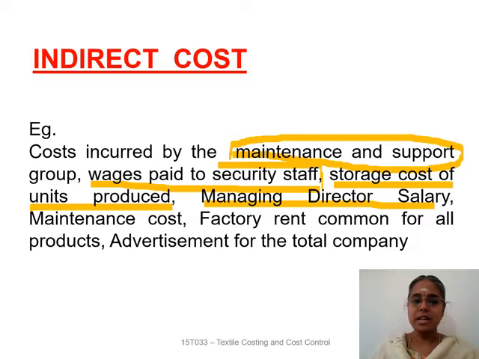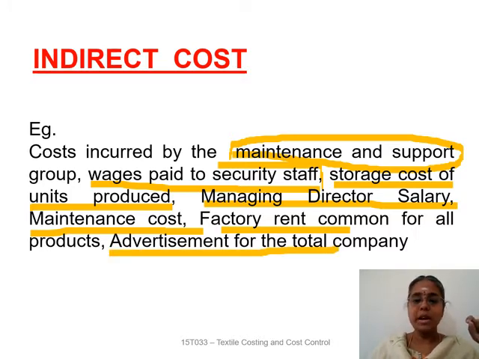Managing director salary: he is not managing for 100 kgs, so this much is his cost. If he is managing for 200 kgs of production, his salary is not going to differ. Then it is an indirect cost. Similarly, maintenance cost and rent: whether you produce or not, you have to pay rent. So it is an indirect cost.